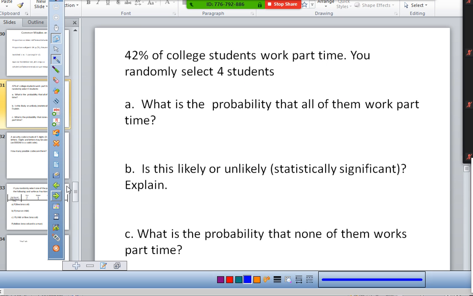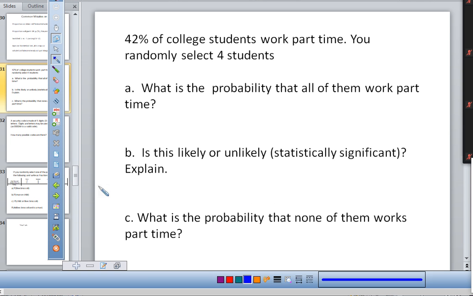All right. Here are a couple of problems. Let's go ahead and just review a few of them. So the first one is this one. 42% of college students work part-time. You randomly select 4 students. What's the probability that all of them work part-time? So you could use what you know from binomial to solve this. You could totally do that one. And if you're more comfortable with that, then that's totally okay.